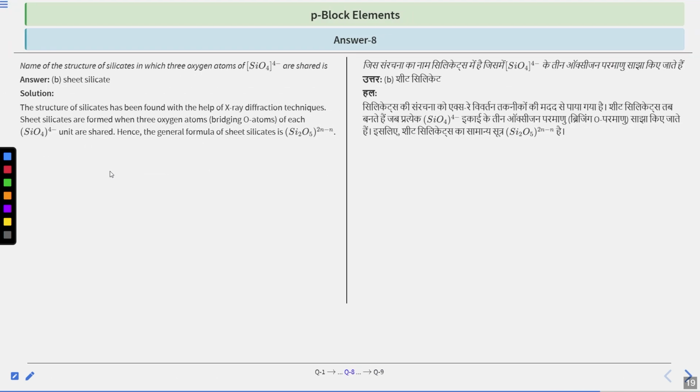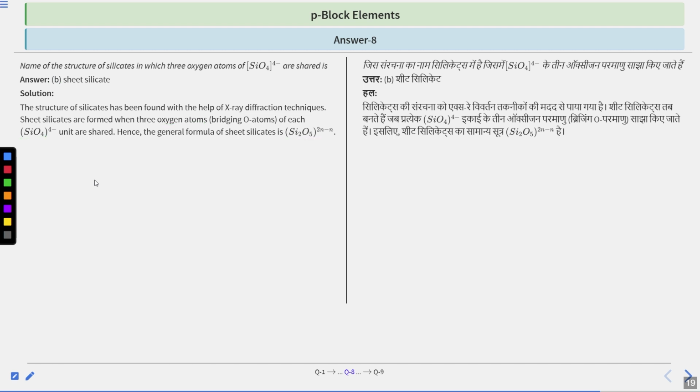Okay, let's see. The correct answer is option B, that's the sheet silicate. The structure of silicates has been found with the help of X-ray diffraction techniques. Sheet silicates are formed when 3 oxygen atoms, bridging oxygen atoms basically, of each SiO4 4 negative unit are shared. Hence, the general formula of sheet silicate is (Si2O5) to the power 2n minus n. Okay, and that's why the correct name of the structure of silicate in which 3 oxygen atoms of SiO4 4 negative are shared is sheet silicate. Thus, B option is the correct answer.